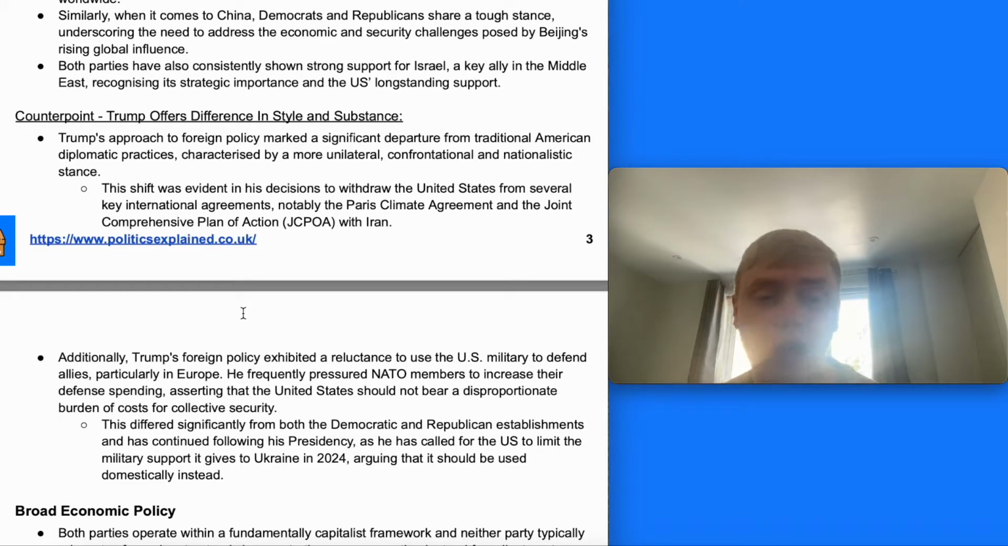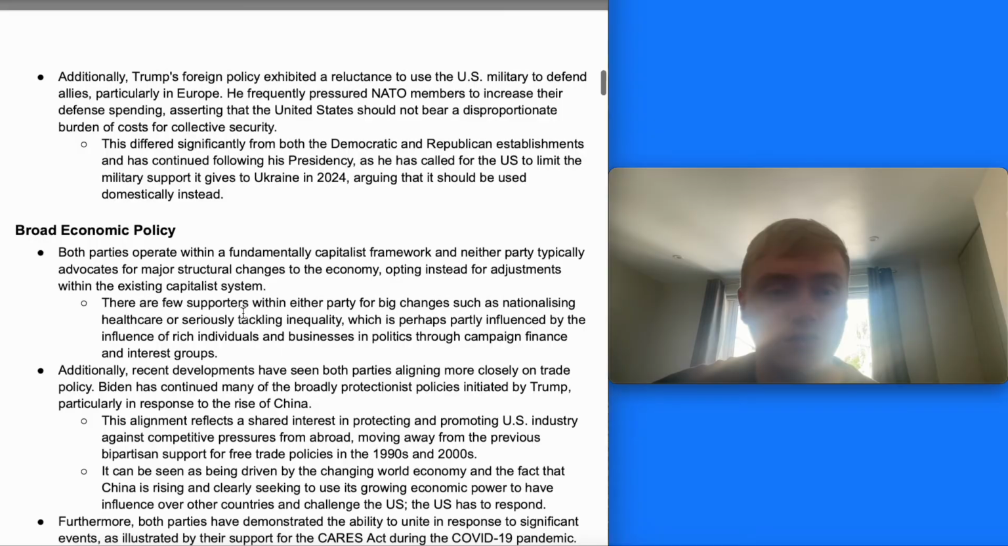And this differed significantly from both the Republican and Democratic establishments, and has continued following his presidency, as he's called for the US to limit the military support it gives to Ukraine in 2024. So there's some overall broad agreement in terms of foreign policy, but still some differences with Trump in terms of style and in some areas in terms of substance as well.